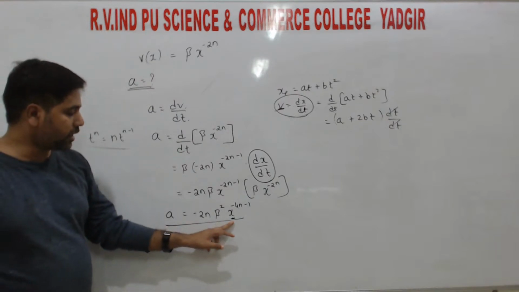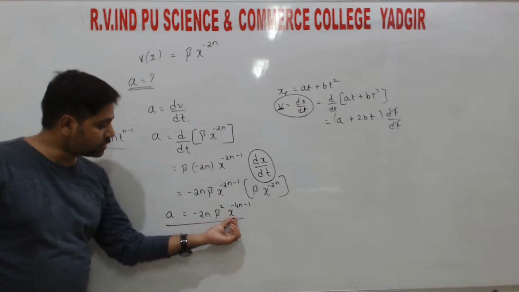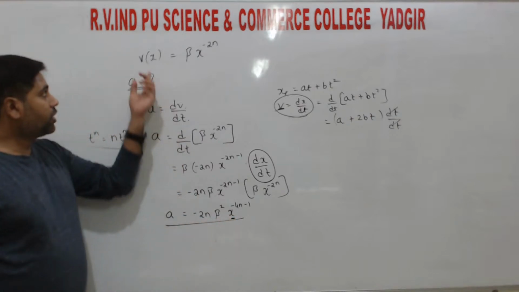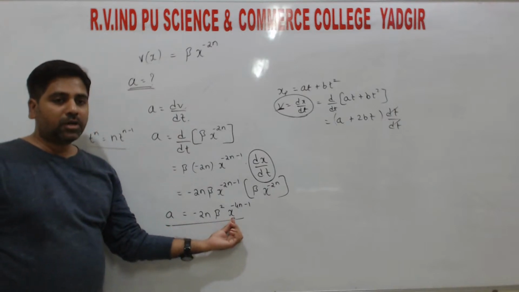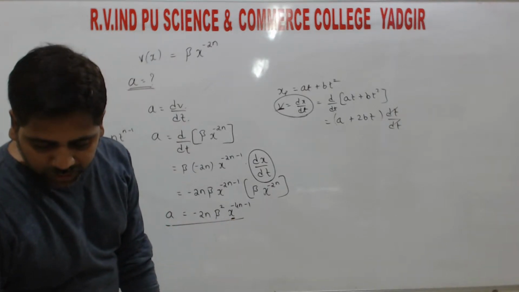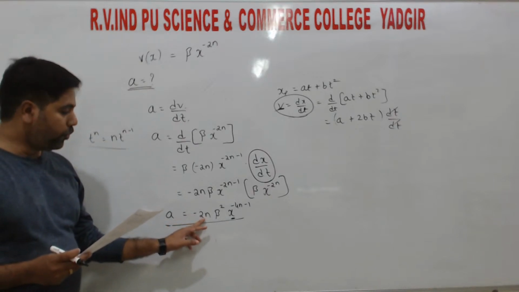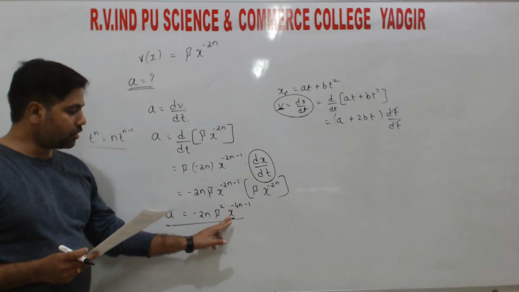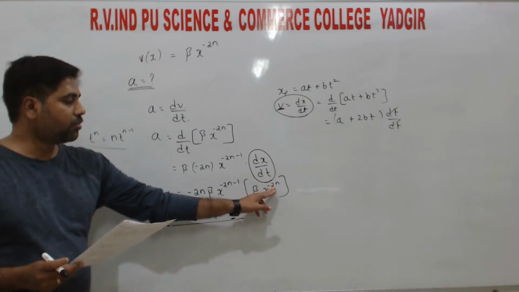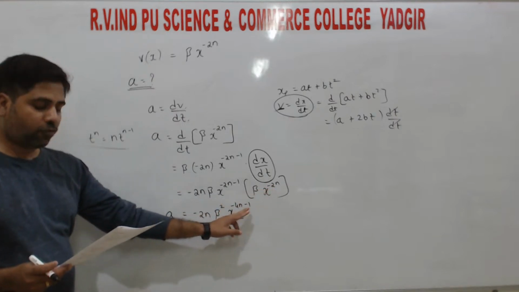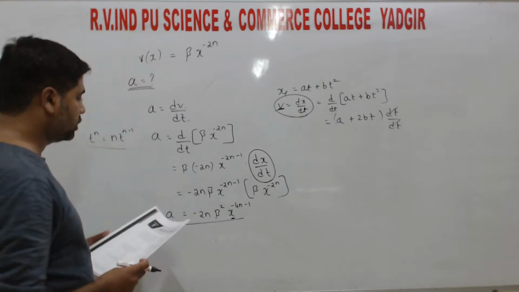They ask us to find the acceleration with respect to displacement. So here velocity with respect to displacement, again acceleration with respect to displacement, right? So the option is minus 2n beta square x power minus 4n minus 1. So the option is option D.